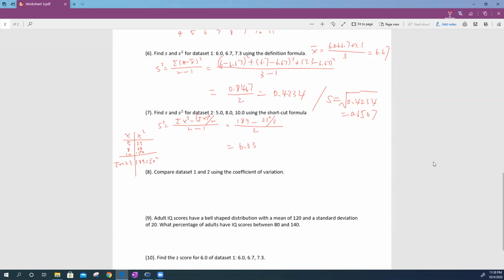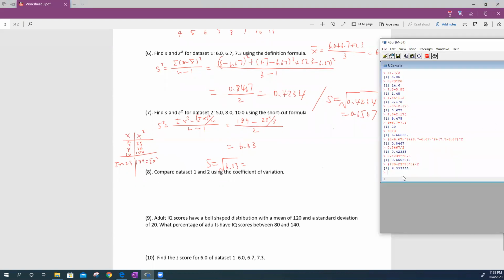That's for using the shortcut formula, and we also need the standard deviation. So square root will be 2.516.